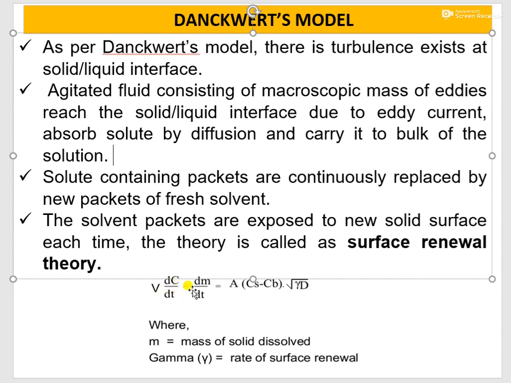and it can be explained by the equation dC by dt is equal to dm upon dt is equal to A into (Cs minus Cb) into under root gamma into D, where m is the mass of solid dissolved and gamma is the rate of surface renewal.